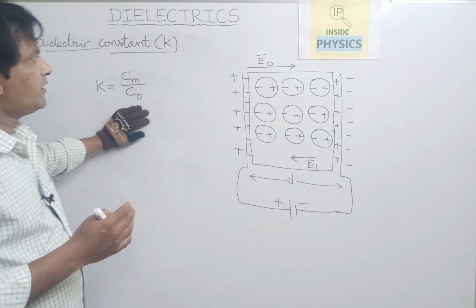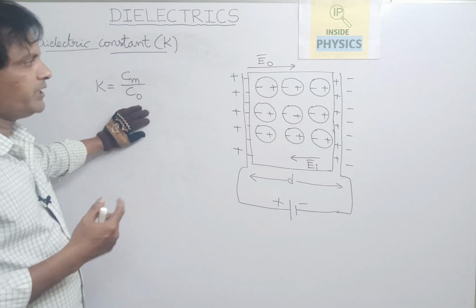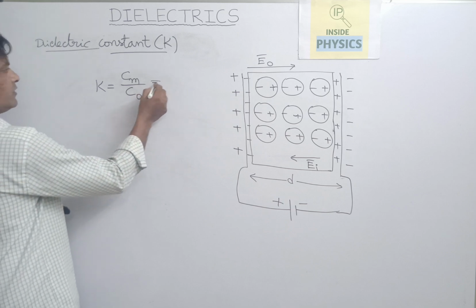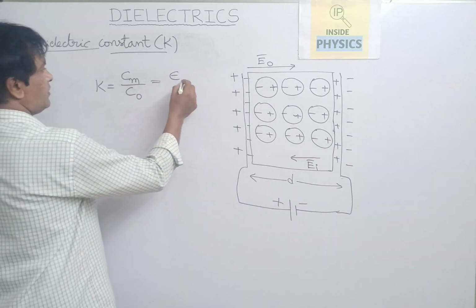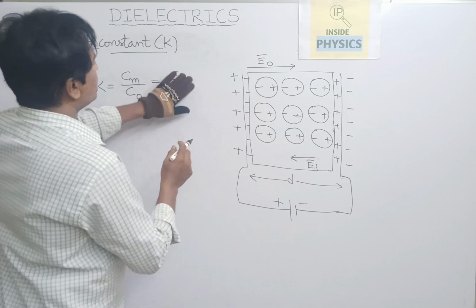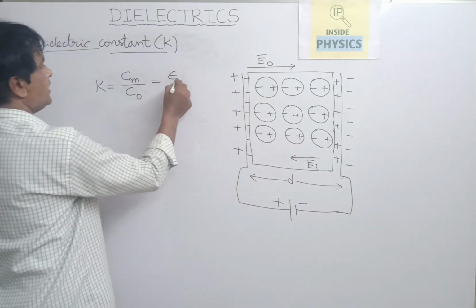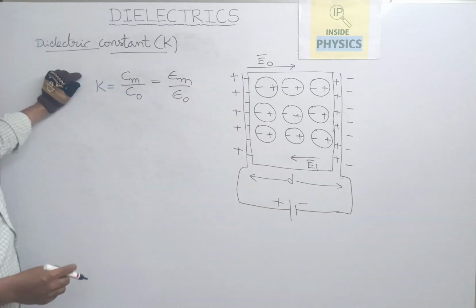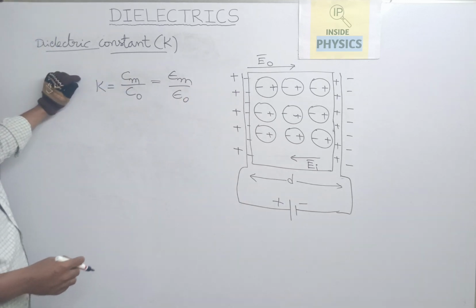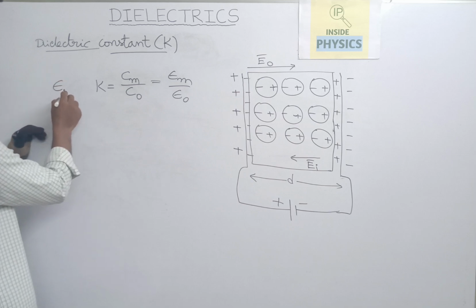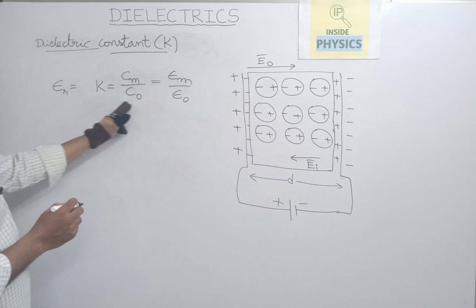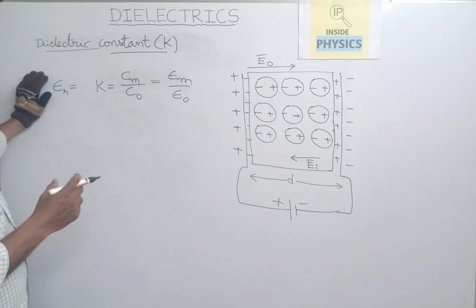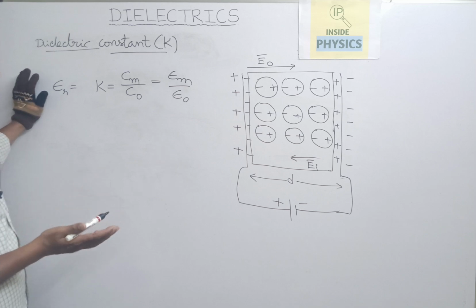require the high resistance materials of this dielectrics, and this can also be written as epsilon r, epsilon m by epsilon 0. So, permittivity which is equivalent to epsilon r. So, these are the relations that we can understand about a dielectric constant. It is just a ratio, it does not have any units.